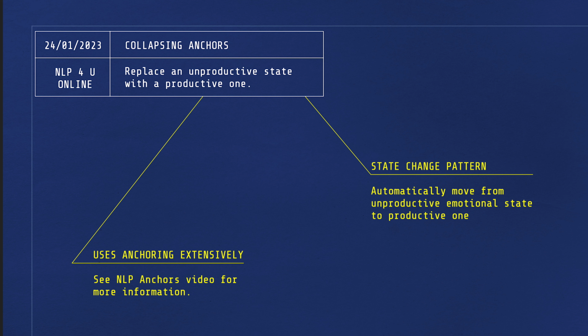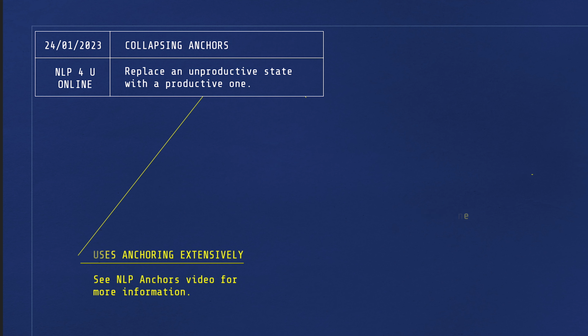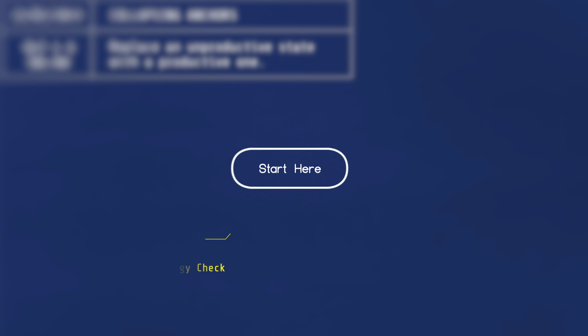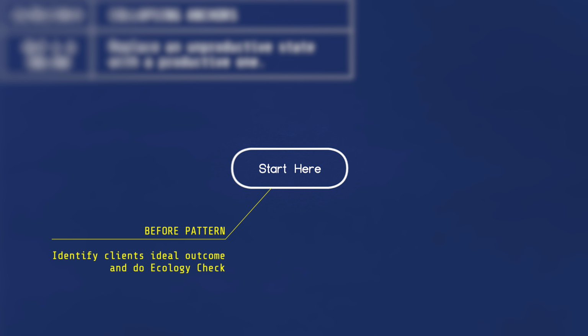The collapsing anchors pattern is useful for replacing negative and unproductive emotional states with more positive and productive ones. For example, removing hopelessness and substituting optimism in its place. I'm going to assume that you've already discussed with the client what the goals for the session are, and that any ecology checks or internal negotiations have already taken place.